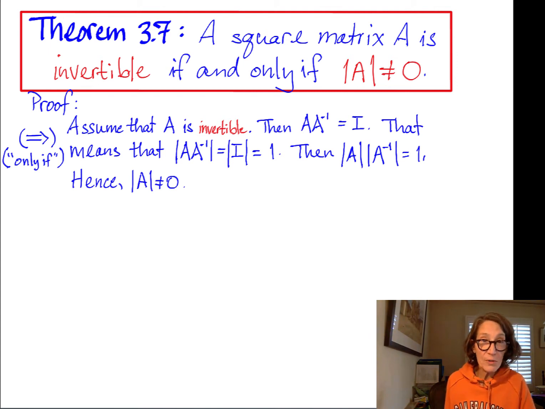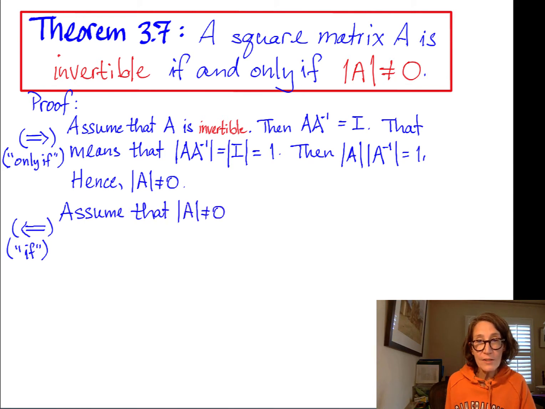All right, so that part was short and sweet. So let's do the other direction, the if part. If the determinant is not 0, then A must be invertible. This is a little bit longer. So let's assume that the determinant of A is not 0.